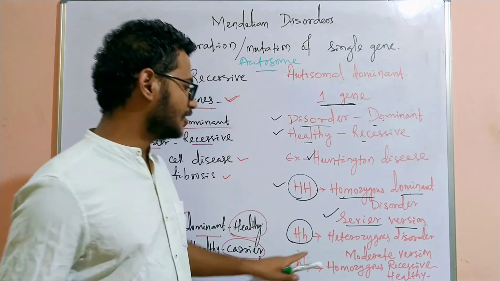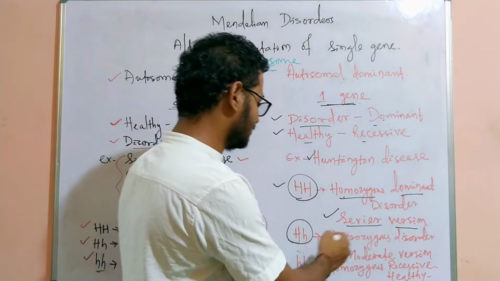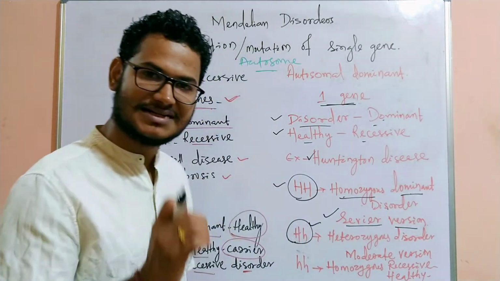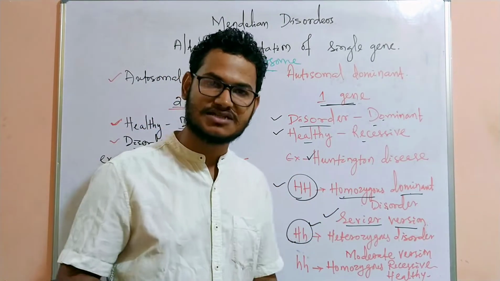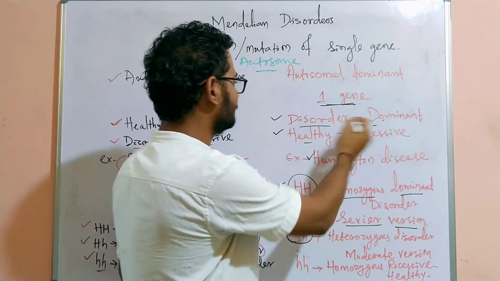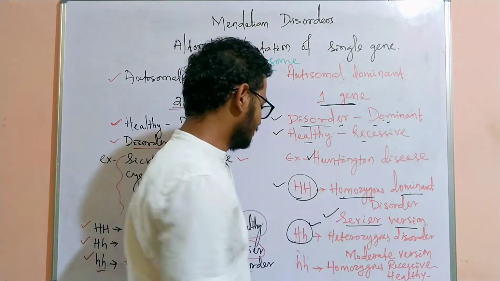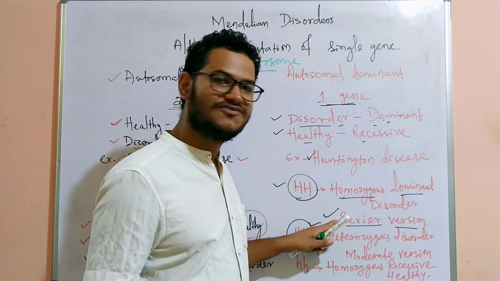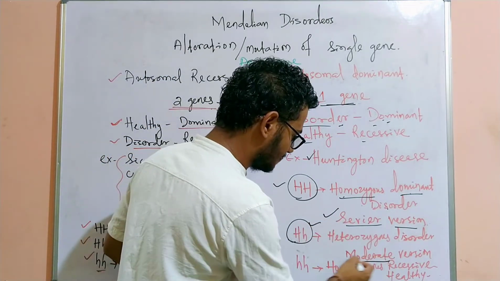Secondly, we have the heterozygous condition. Here one allele has the disease and the other is normal, but as the disorder is dominant, the disorder is seen here also, but it is not severe, only moderate.